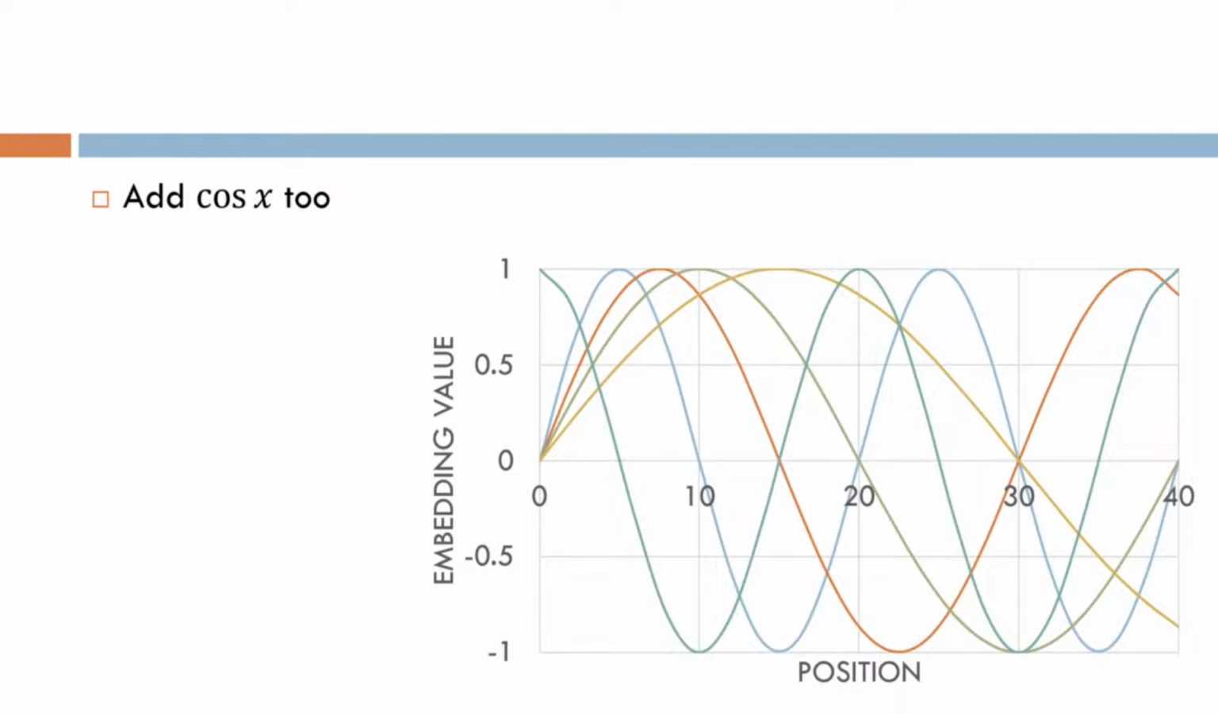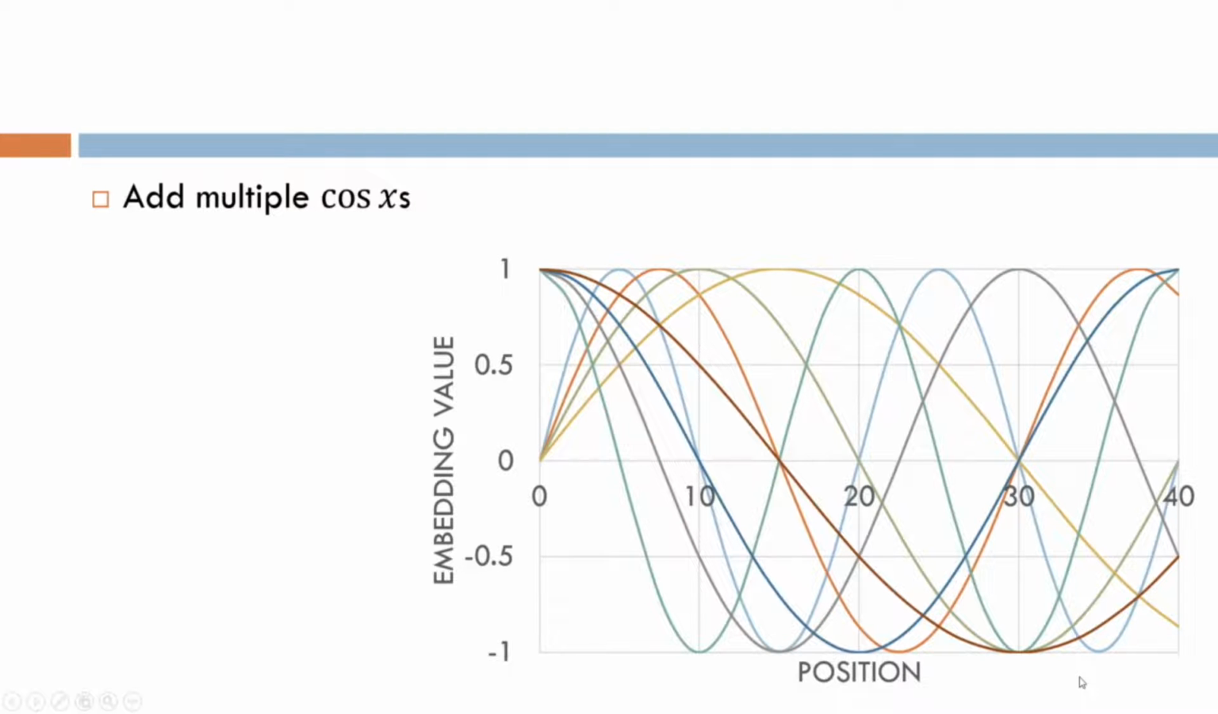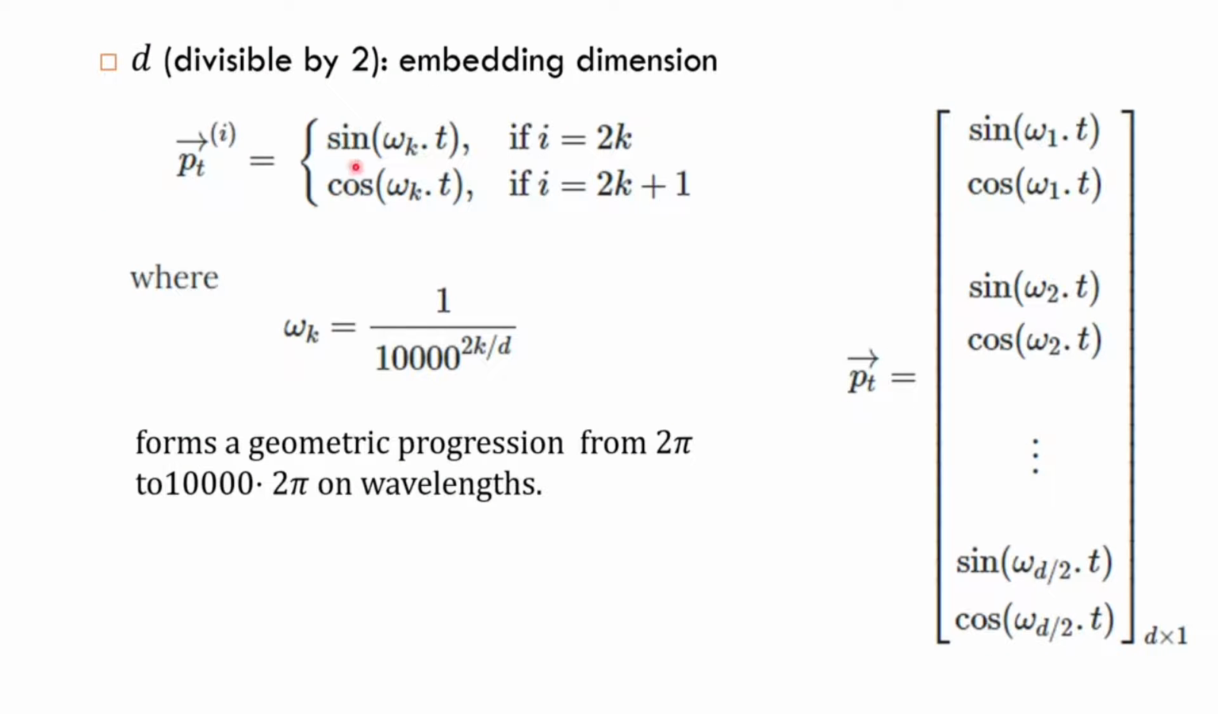To make it even better, they also added cos x. Why cos x? Because cos x is in stark contrast to sin x, in the sense that sine of 0 is 0, while cosine of 0 is 1. So it gives even better variations across positions, and they add multiple cosine values. So this is how the final function looks: the function for positional encoding in the transformer network.